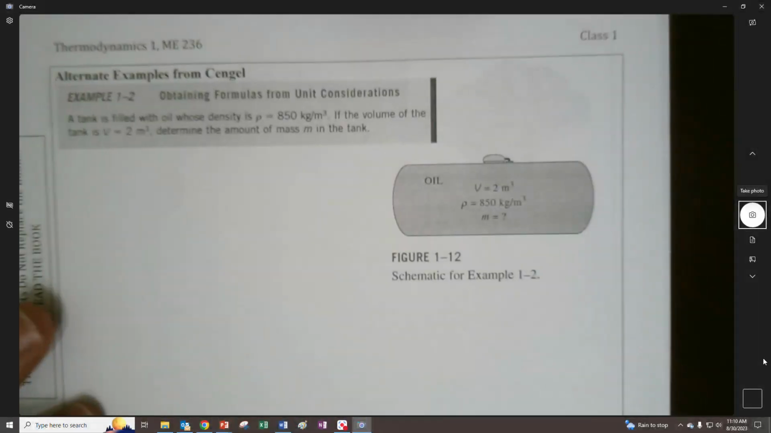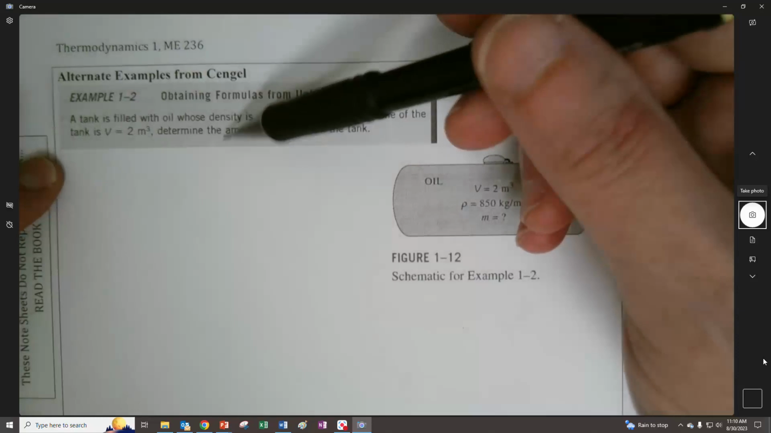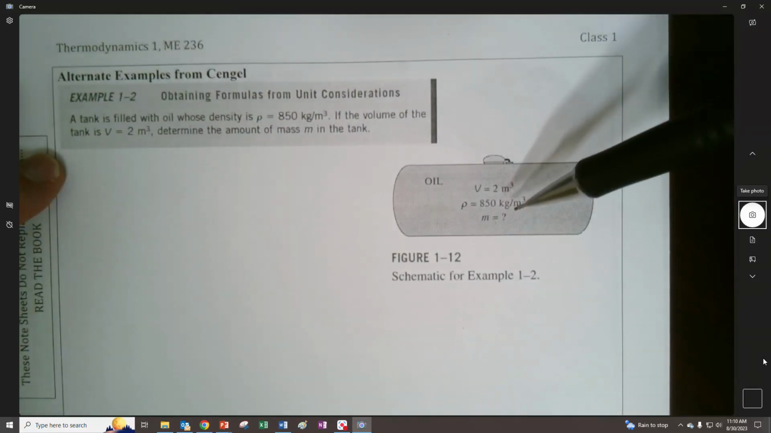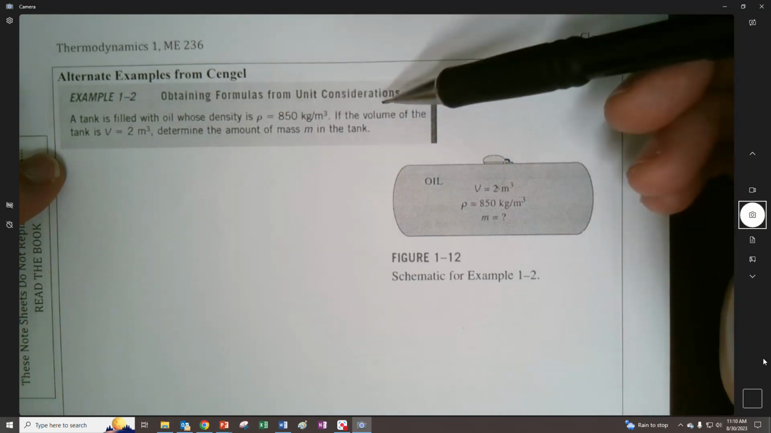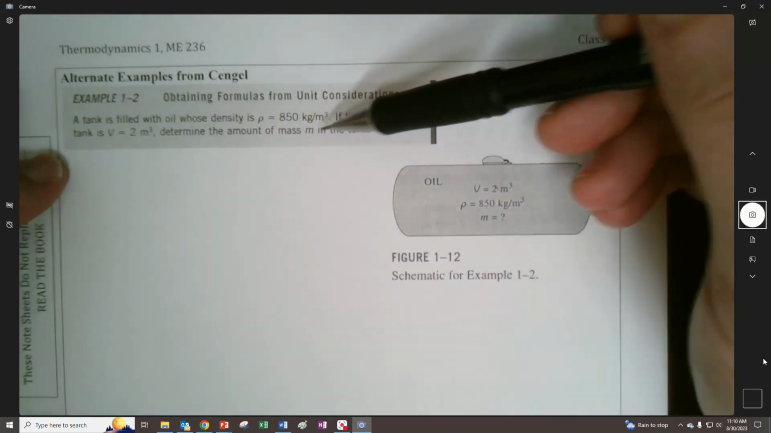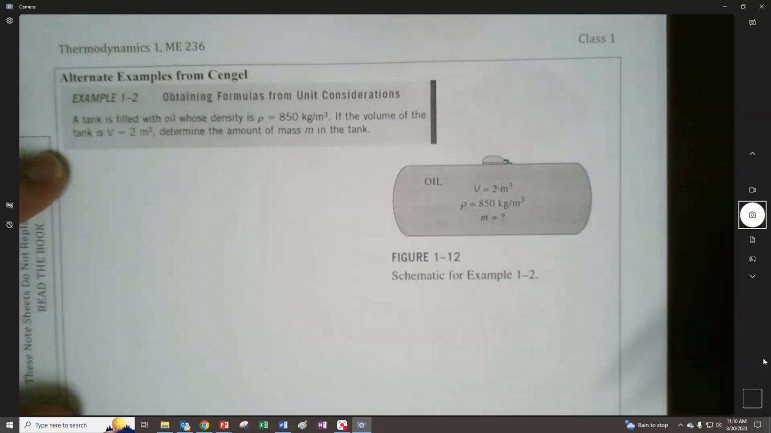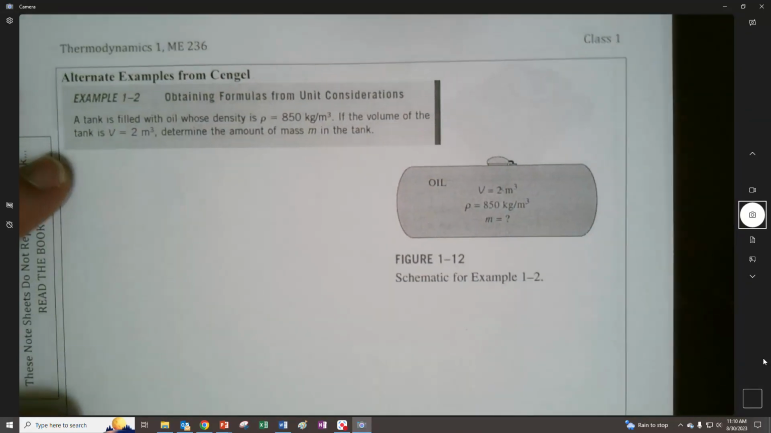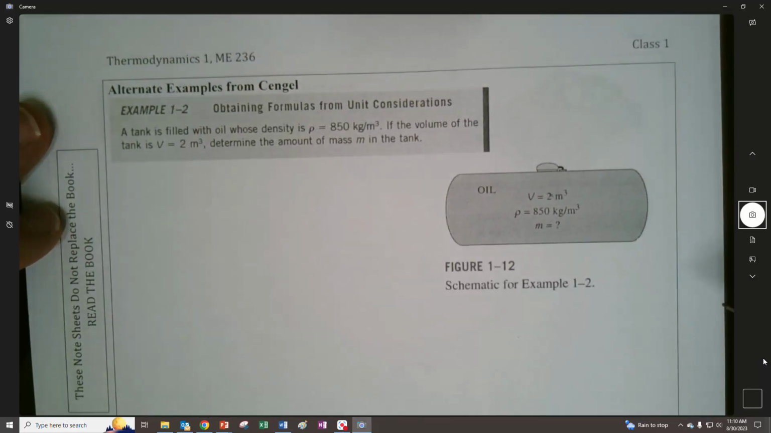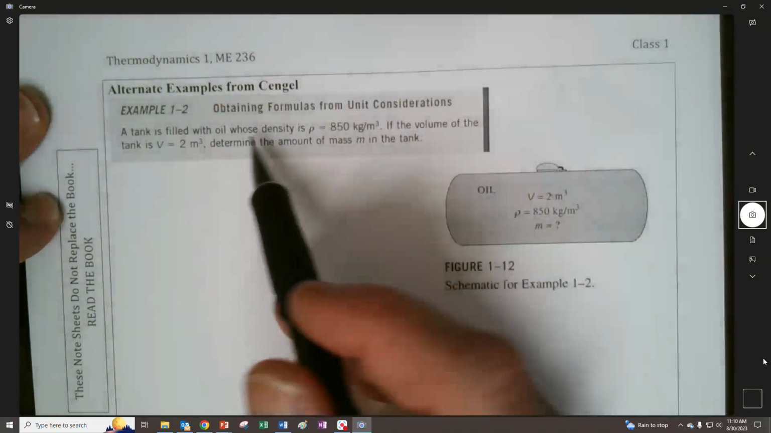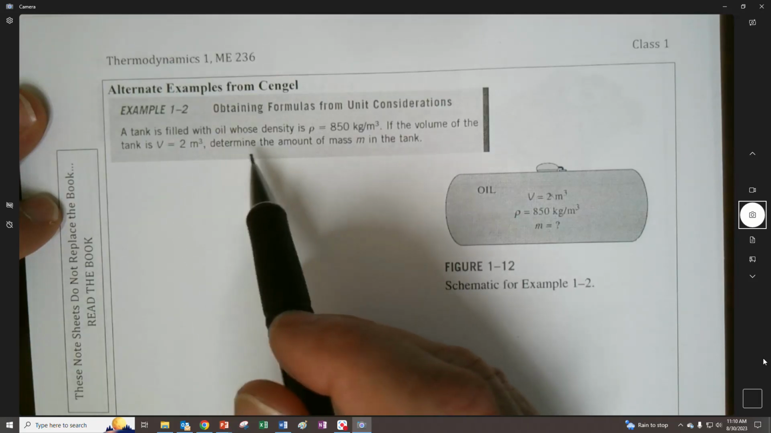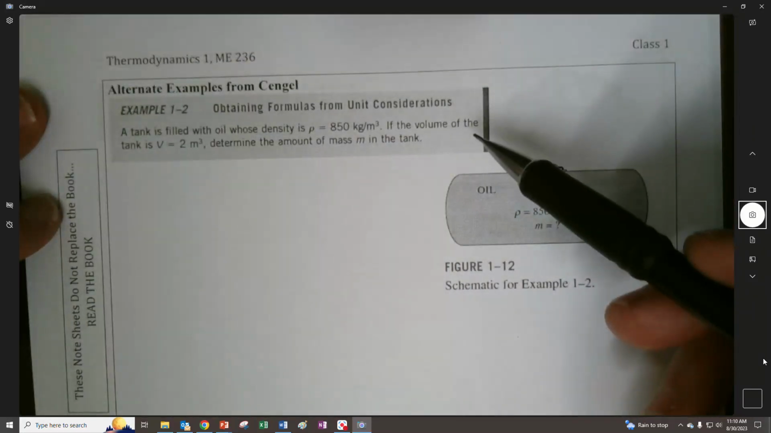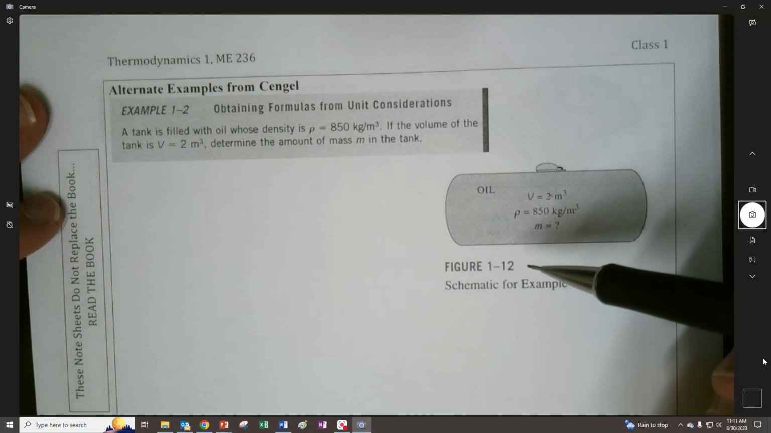So anyway, we have this tank. It's filled with oil, and we're given what the density of the oil is and the volume of the tank, and we want to find the mass in the tank, right? So this is relatively easy, but it does give you a perspective on this idea behind units and how we can use them.